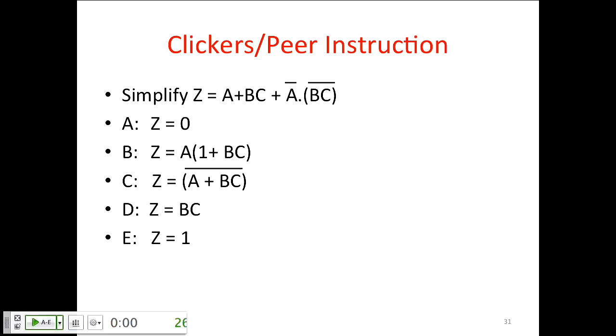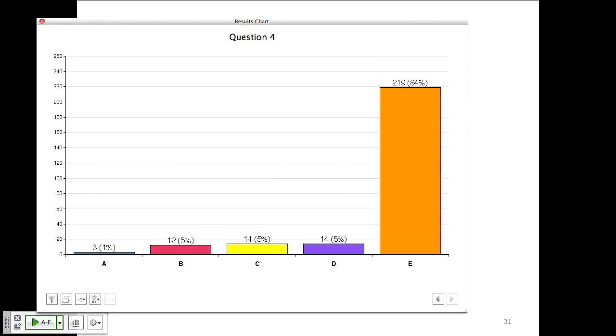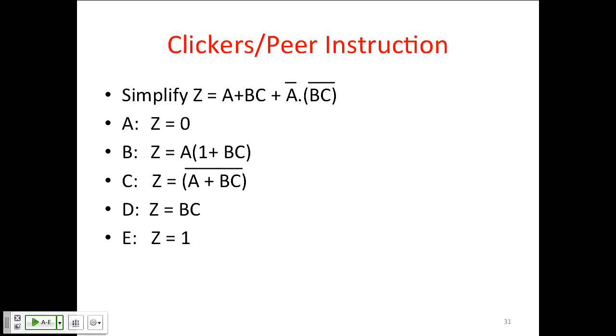Okay, so looks like most people got it right. Yes, it was E. So going back to this, I'll do it the long way first and then show you a quick way. So the long way is, I take this not on B, C, this then becomes not B or not C. So I have not A or not B or not C.